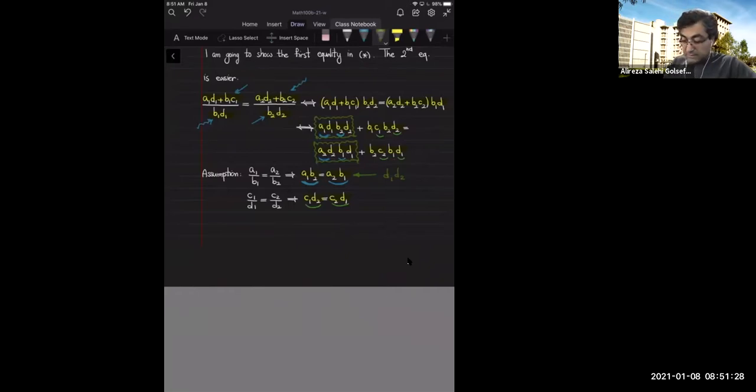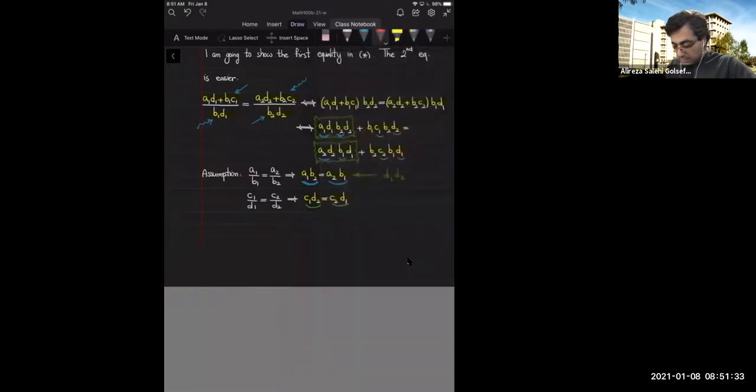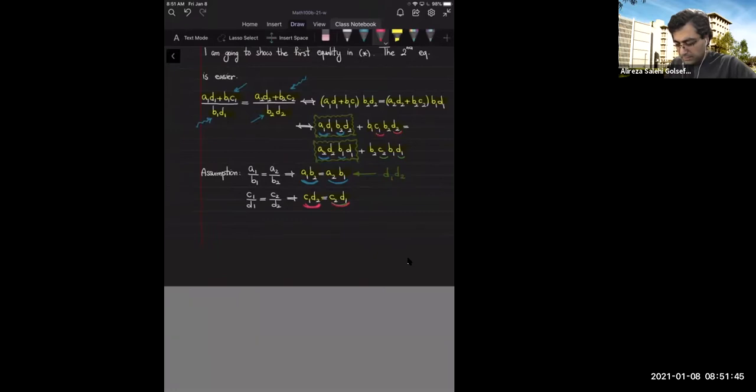Now, similarly, if I use, let's use this color, if I look at C1 D2, here it is C1 D2, and that's the same as C2 D1, and here it is C2 D1. And when I multiply this by B1, B2, I end up getting these terms. So this means that the second terms are also equal, and we get the desired equality.